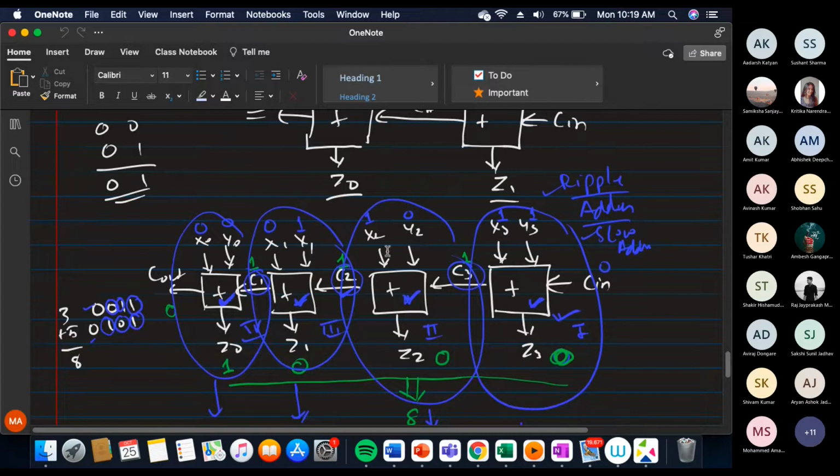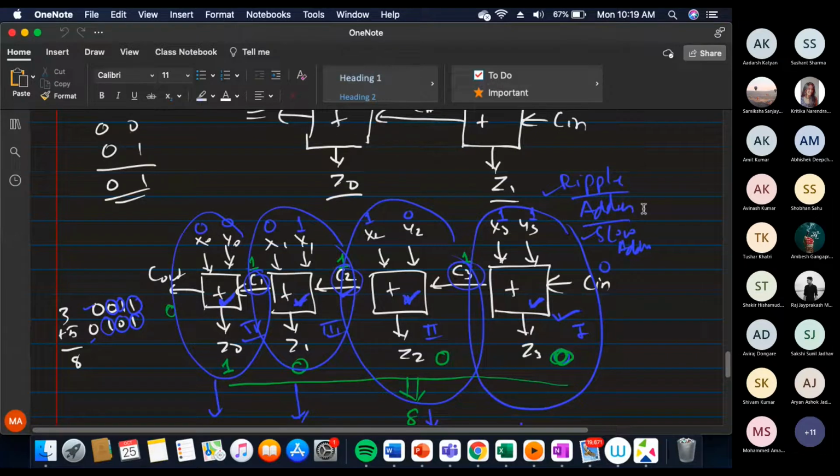If you want to add a 4-bit number, you require 4 adders. Each adder will be a 1-bit adder, so it will add the number one bit at a time. Hence the name ripple adder, because the carry will ripple like a wave. First one carry is generated, then the next carry, then the next, and the next. That is why this adder is called a ripple adder, or you can call it a slow adder.